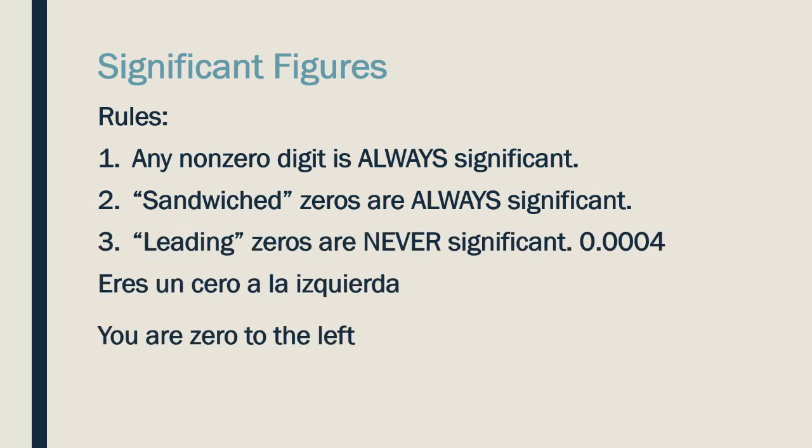A leading 0 is never significant. So this number here, all these zeros are considered leading. They're not considered significant. They're just getting you to the point where that is. You could have just easily said that's 4 times 10 to the minus 4 and not had any of those zeros, correct? So leading zeros are not considered significant.